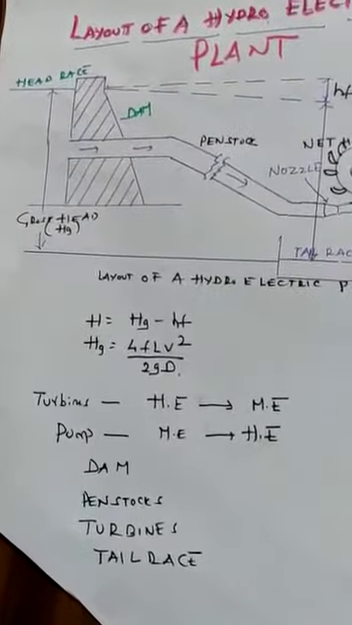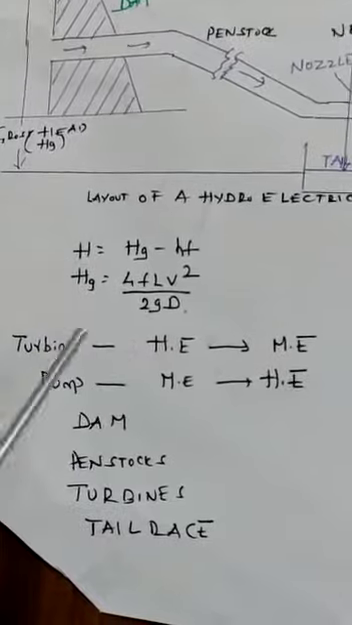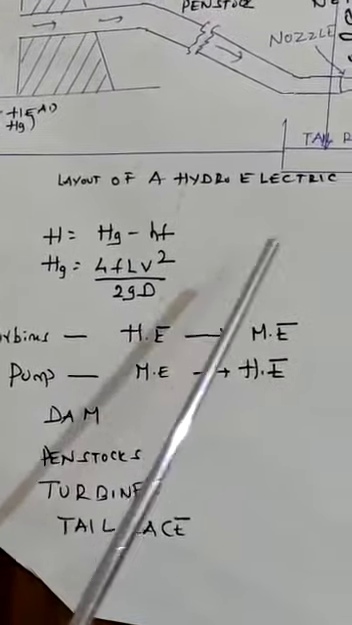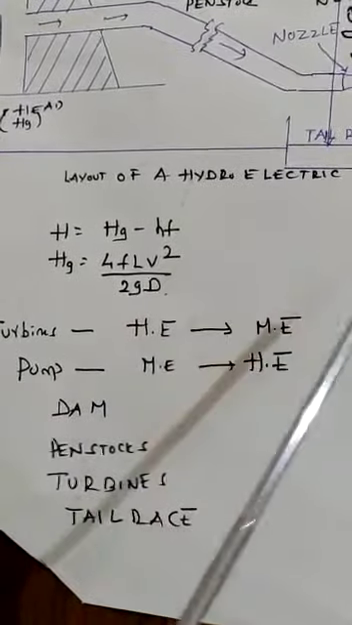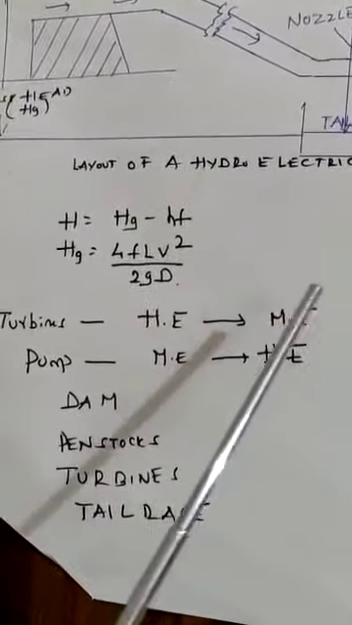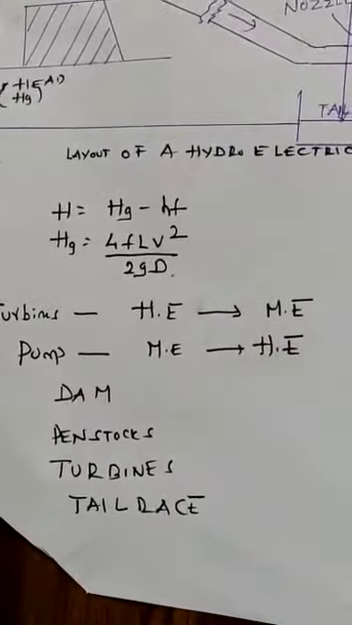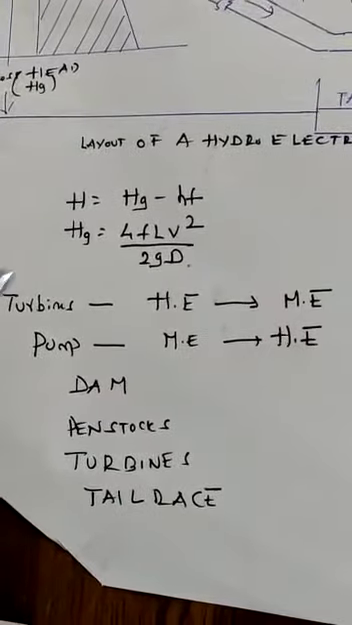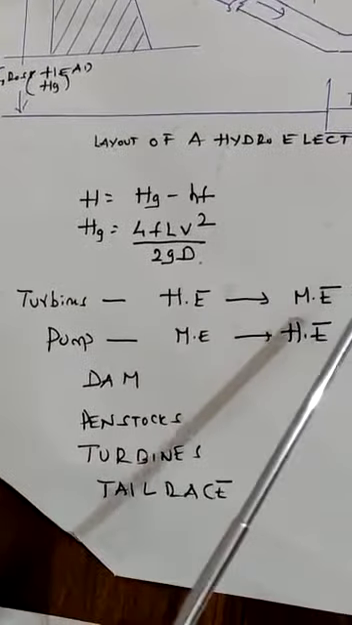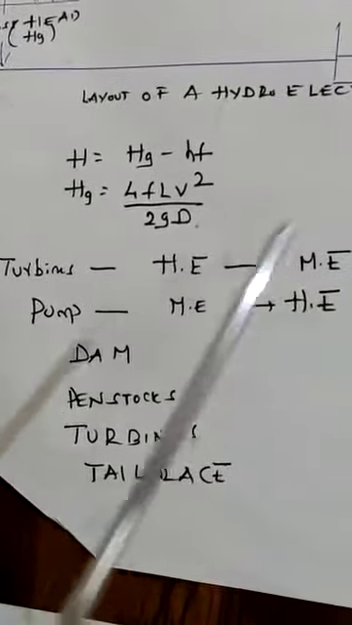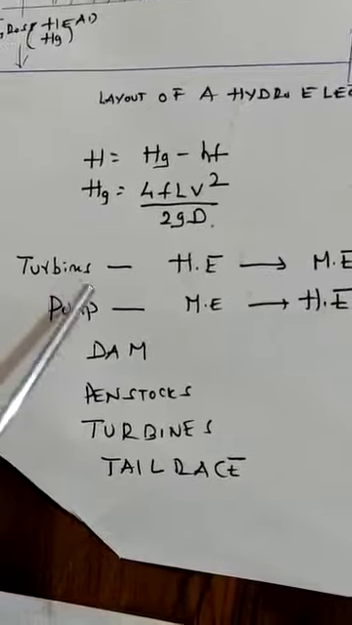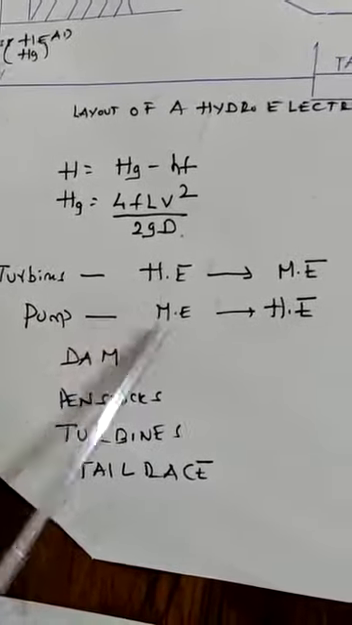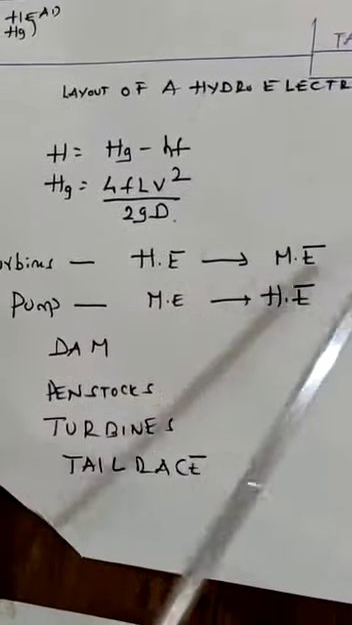We also know that in turbines, the hydraulic energy is converted into mechanical energy, which, by connecting through an electrical generator, can be taken as electrical energy. There are different types of turbines like impulse and reaction turbines, whereas a pump is a typical device or prime mover where mechanical energy is converted into hydraulic energy.